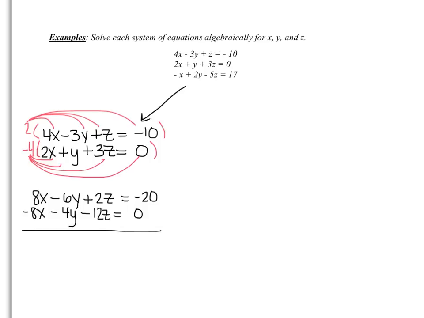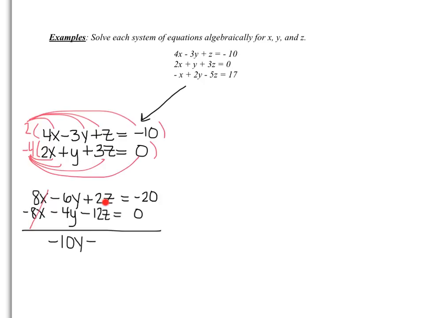So now, just like we've done in the past, we're going to solve this equation by elimination. So 8x plus negative 8x cancels. Negative 6y minus 4y is negative 10y.